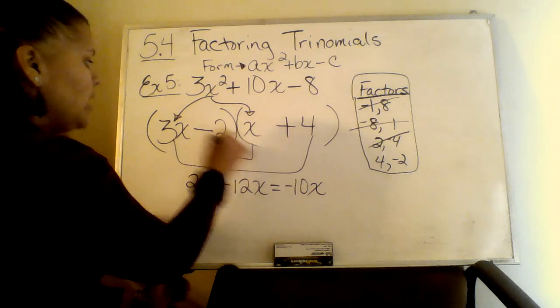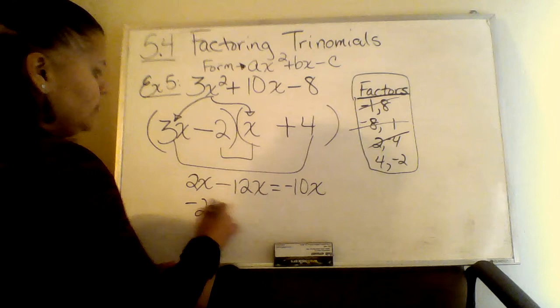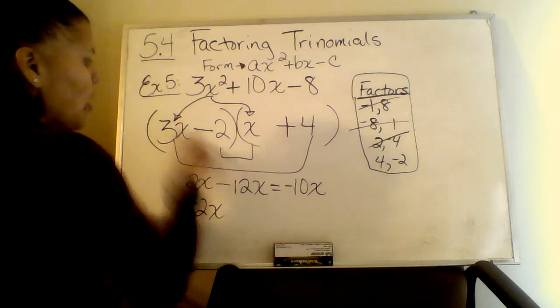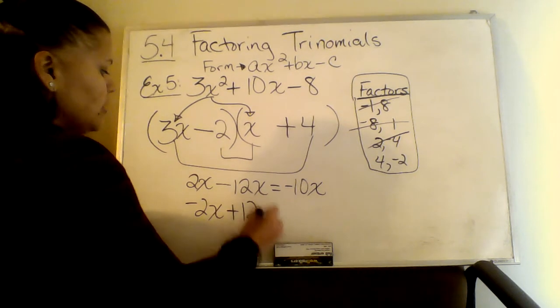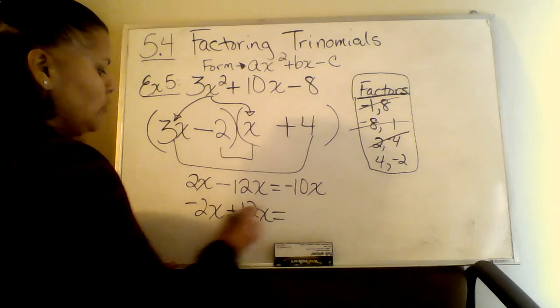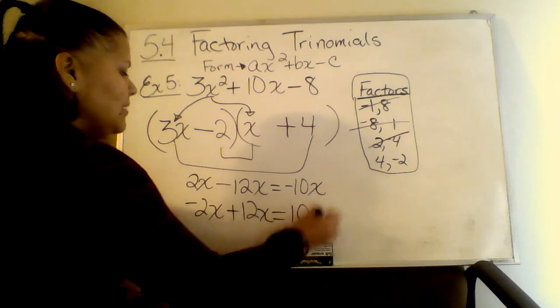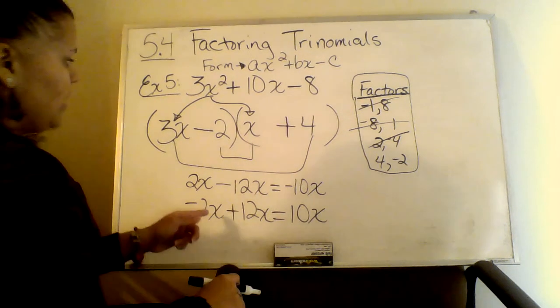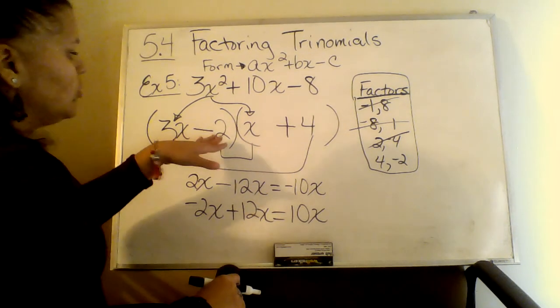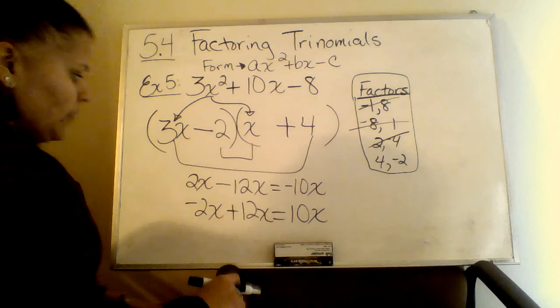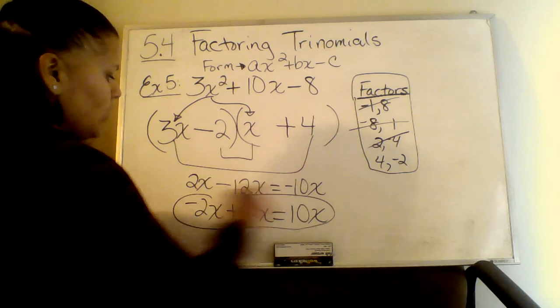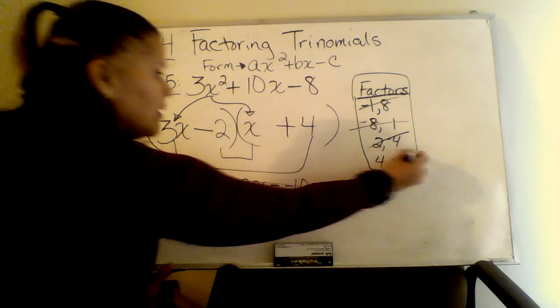So now negative 2x, and then I get a positive 12x. Perfection, because negative 2 plus 12 is positive 10. So that's what I needed. So then I end up with 3x minus 2 times x plus 4. All right? And this is exactly what I needed. Bingo.